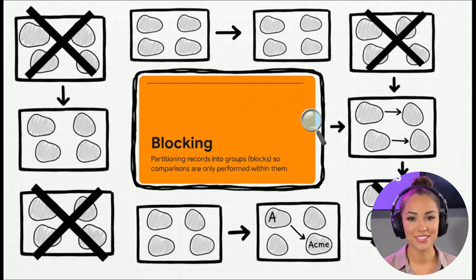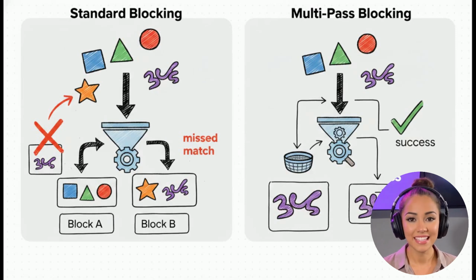So here's the crucial insight. Instead of comparing every single record to every other record in the entire database, we create smart little groups, or blocks. For example, maybe we put all the companies that start with the letters A, C, M, E into one block. Then we only have to compare the records inside that block. This one step right here eliminates the vast, vast majority of pointless comparisons.